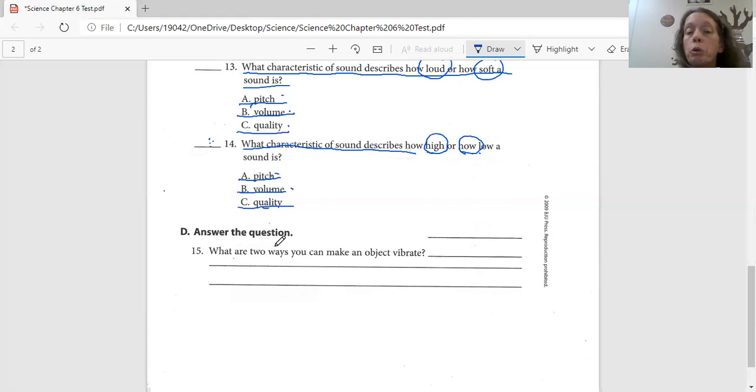Number 15, I'm going to change it up. This is one way I'll know if you tried to do this on your own or if you watched the video. If you watched the video, you'll get this right. If you didn't watch the video and you did it on your own, you might not get this right. Here we go. The question says, what are 2 ways you can make an object vibrate?